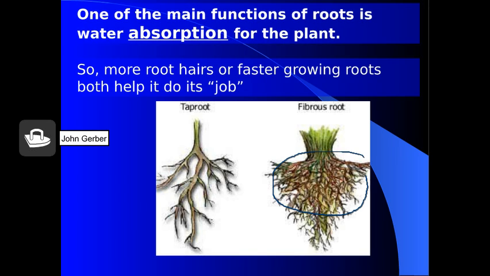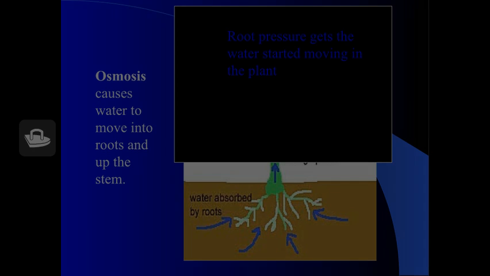Fibrous root systems on the right generally allow more water uptake than more of a taproot system on the left. Taproots are not as efficient at absorbing water.